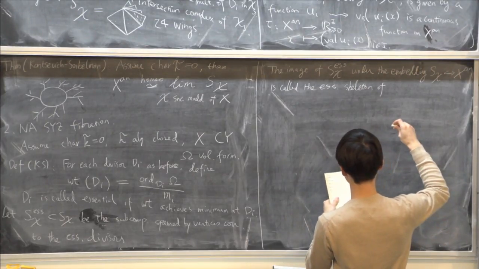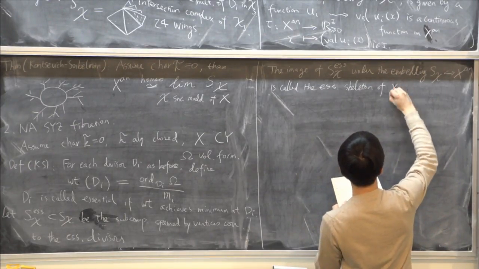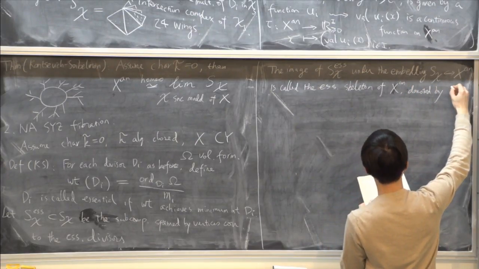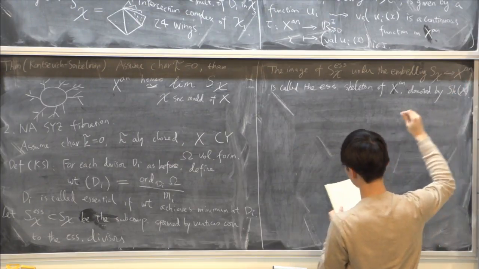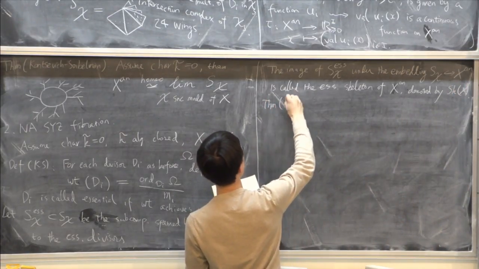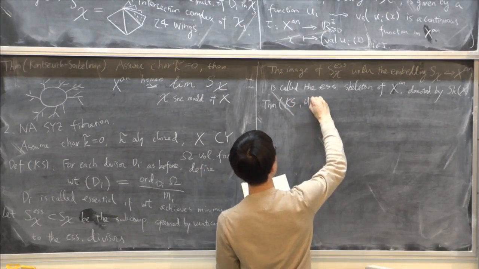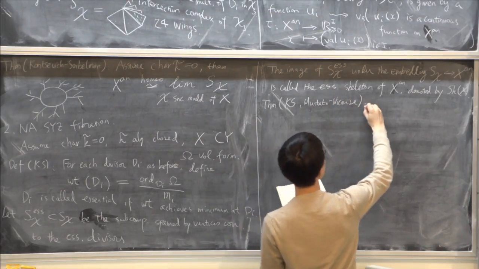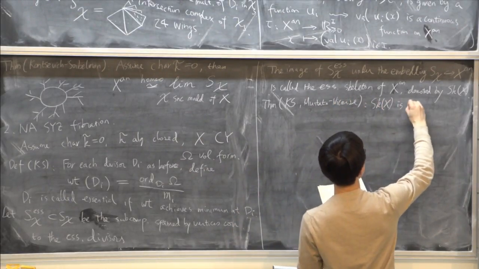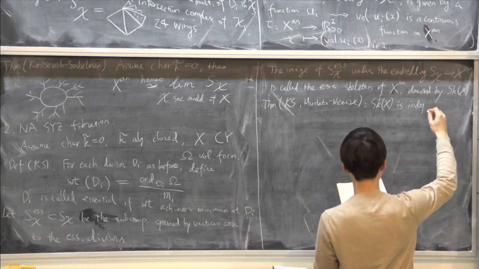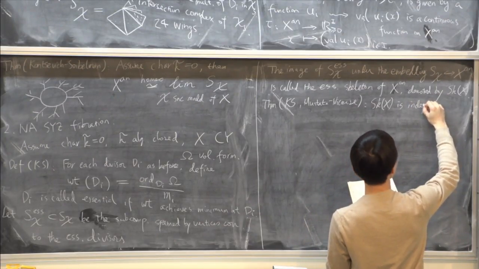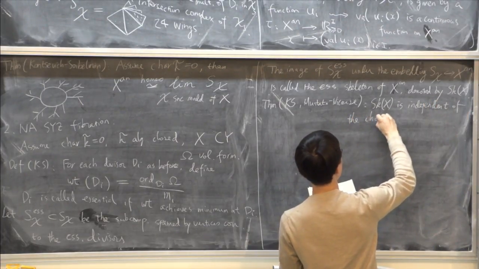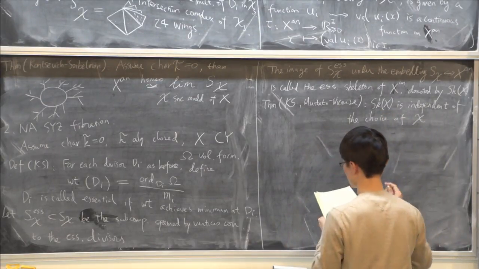It's called the essential skeleton of X, denoted by Sk of X. So now the theorem by Kontsevich-Soberman, Mustață-Nicaise, is that this is independent of the choice of SNC model curly X.